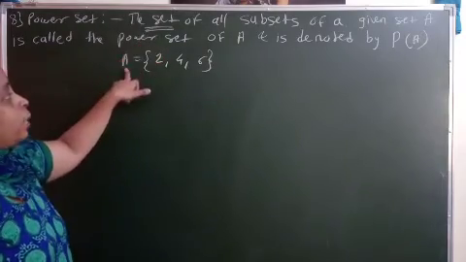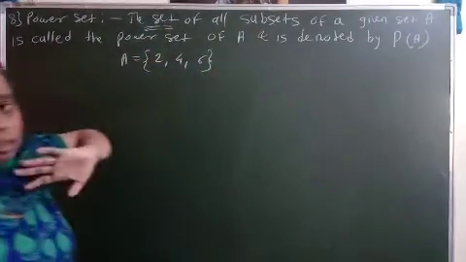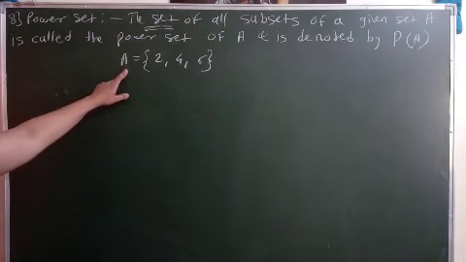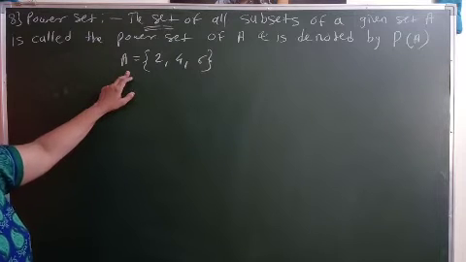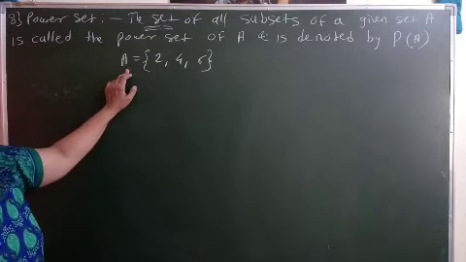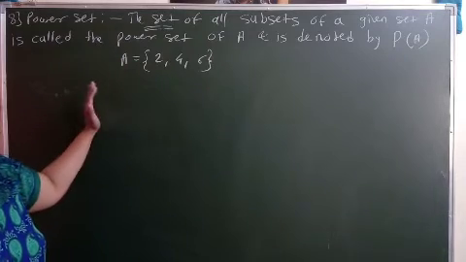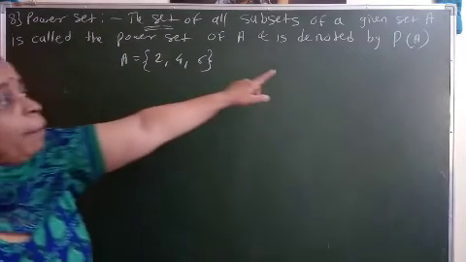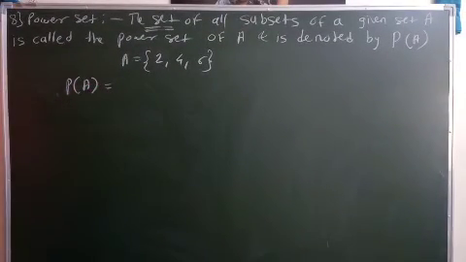We consider all the subsets of this set A. And the set of all these subsets is your power set, and it is denoted by P of A. Now P of A, this is your power set of A.